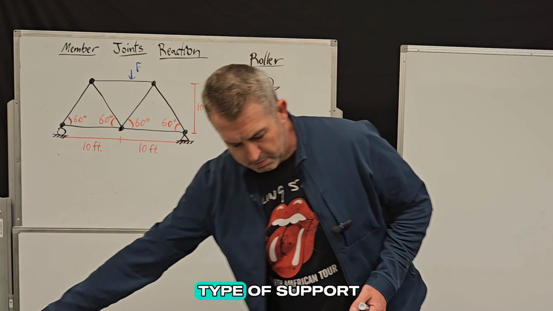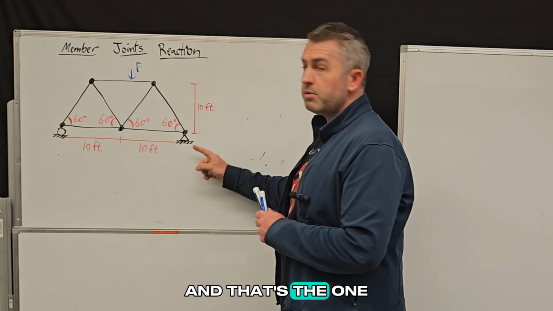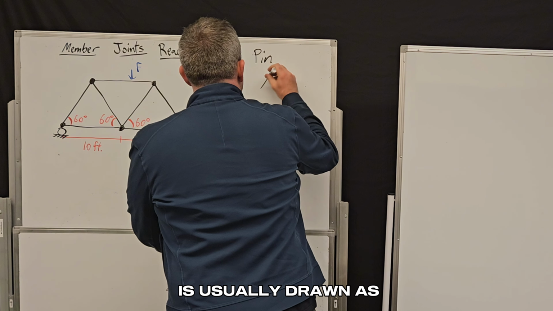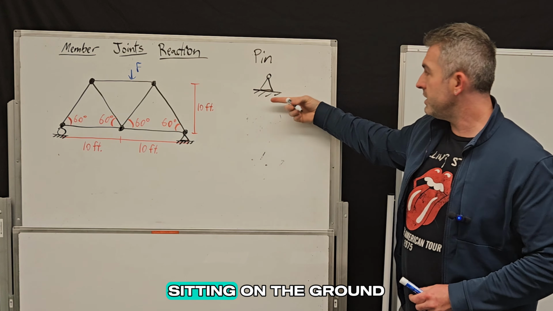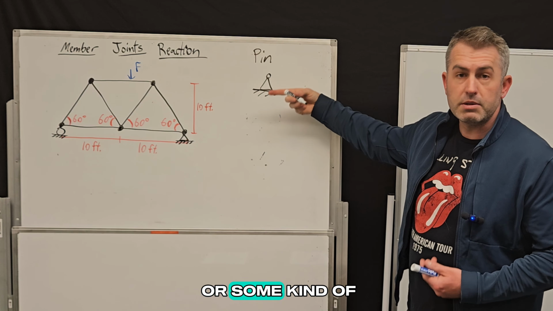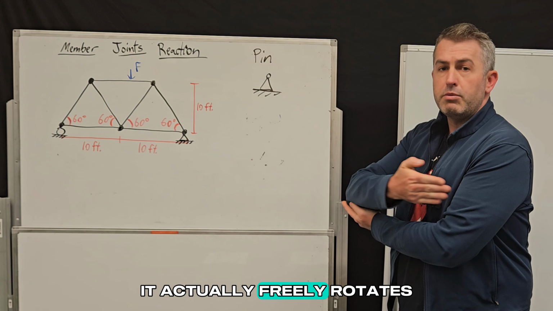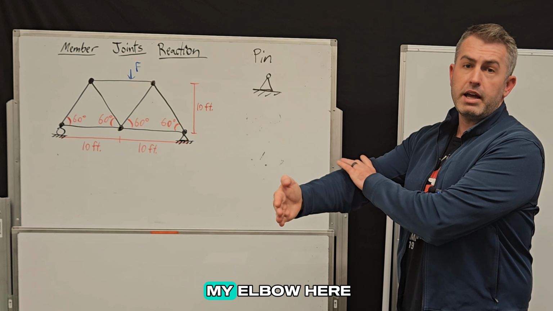And so the other type of support is what we call a pin support. And that's the one I've drawn on the bottom right here. So a pin support is usually drawn as a triangle sitting on the ground or some kind of surface, right? And so a pin support you could think of as a hinge, right? So a door, when you open a door, how does a door work? It actually freely rotates on a hinge, right? And actually, same is true of my elbow here.